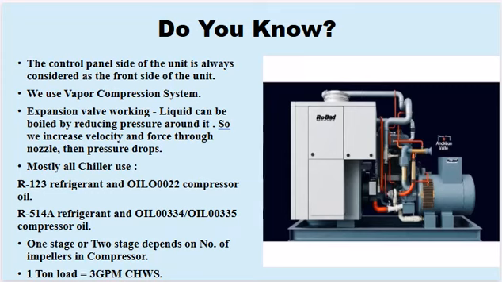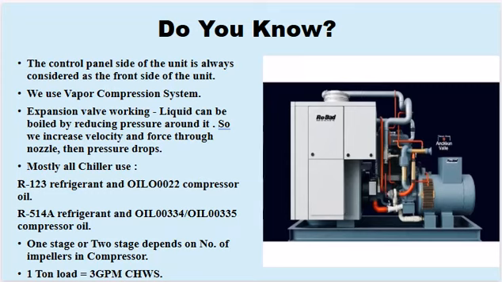First, when you're looking at a chiller unit, the side with the control panel is always considered the front, just like the front of your TV is where the screen is. We use something called a vapor compression system, and here's how the expansion valve works. Imagine squeezing a water hose to make the water spray faster. When we increase velocity through a nozzle, the pressure drops, which makes the liquid boil at a lower temperature.